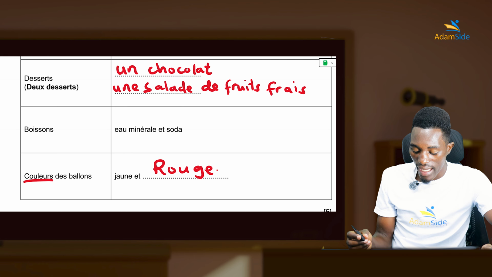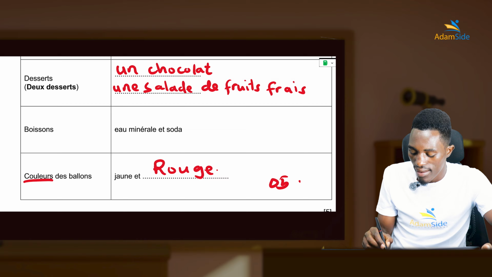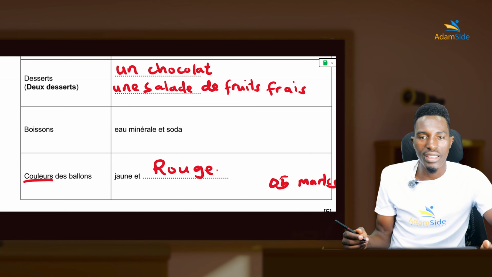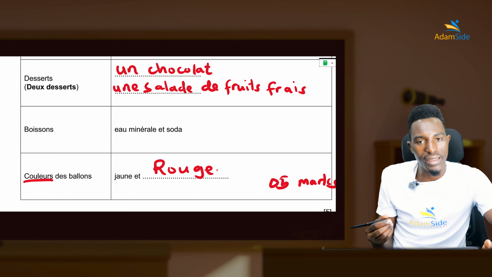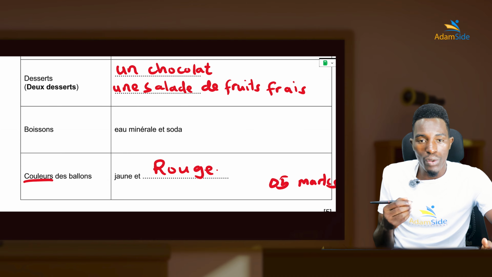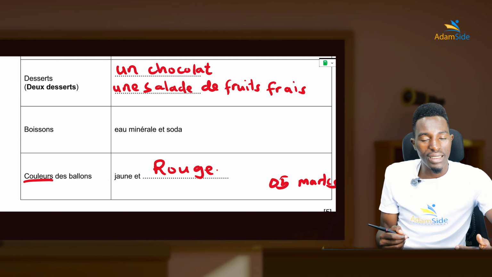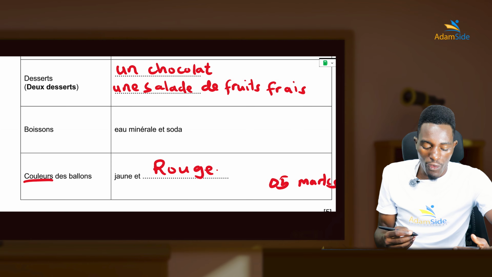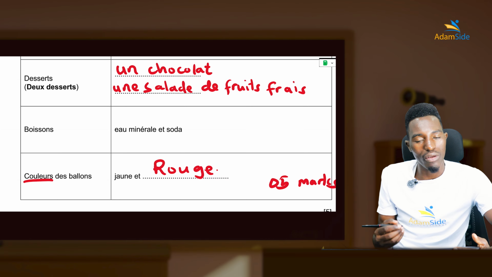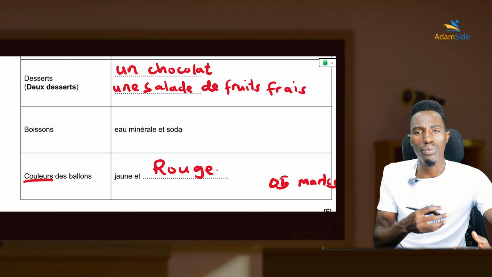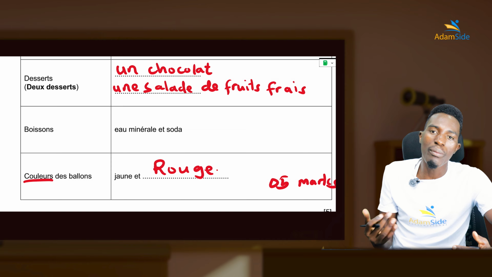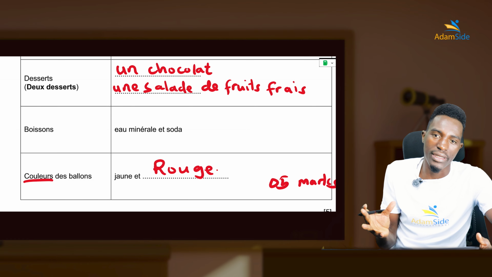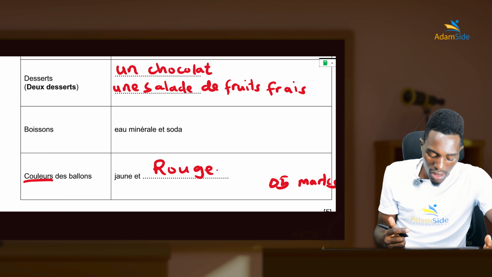So in this question, you have 5 marks. This question is testing vocabulary understanding, so make sure that you read and understand it before you fill the gaps. For this desert, you ask what kind of desert I can write there.